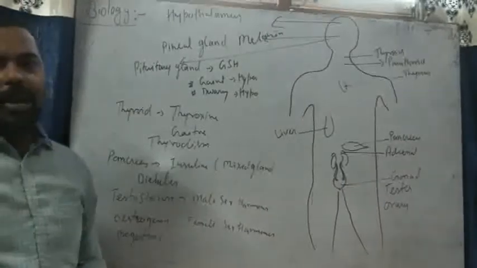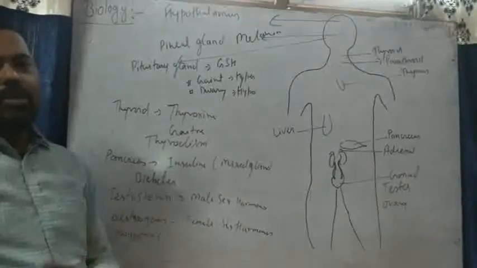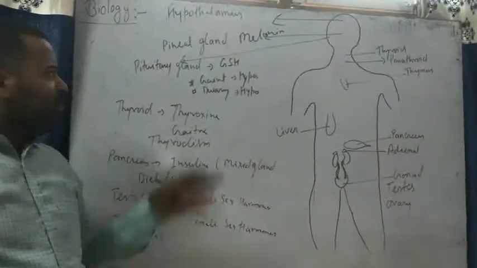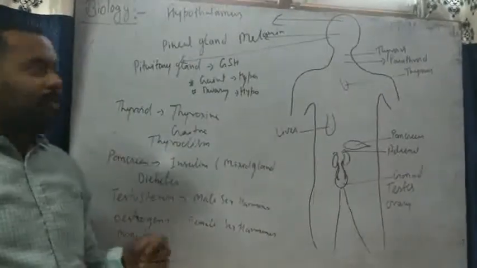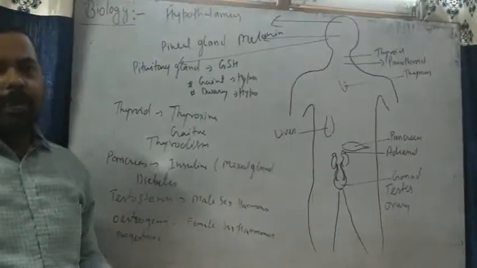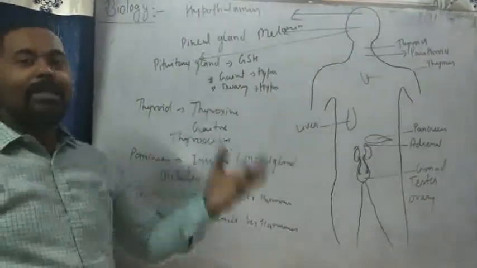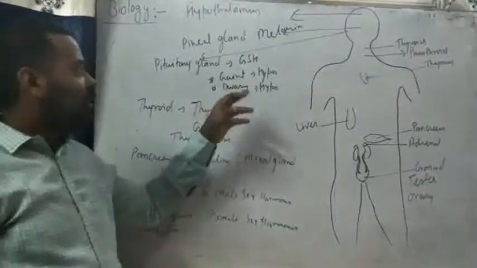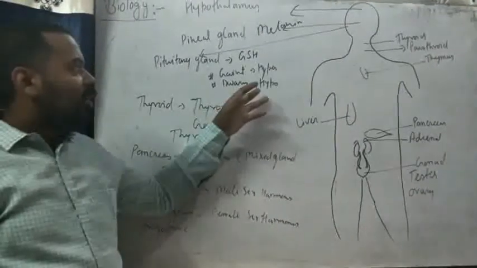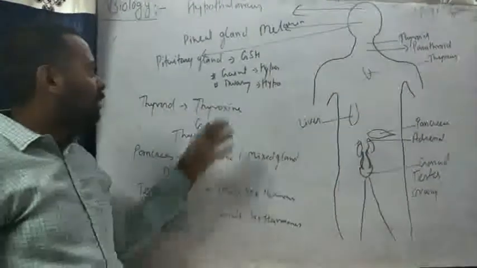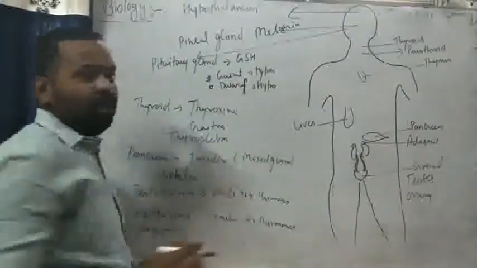Next is the pituitary gland. The pituitary gland is also known as the master gland, because it controls the secretion of all glands. The main hormone secreted by the pituitary is GSH, which means growth stimulating hormone. If GSH is secreted in hyper, meaning excessive form, the over secretion of GSH makes the person giant. It means the growth is very high. If there is lower or hypo secretion of growth stimulating hormone, the person becomes a dwarf.